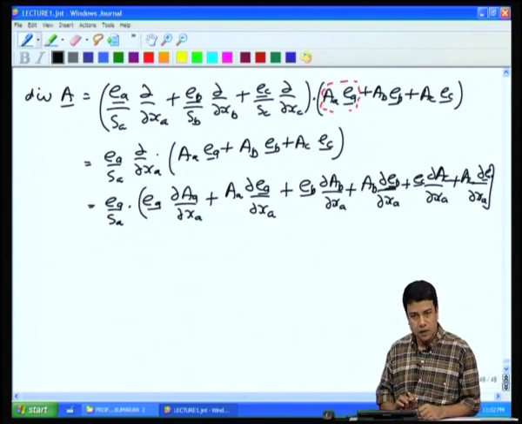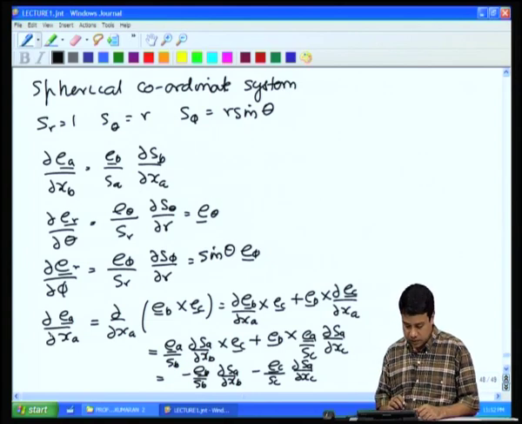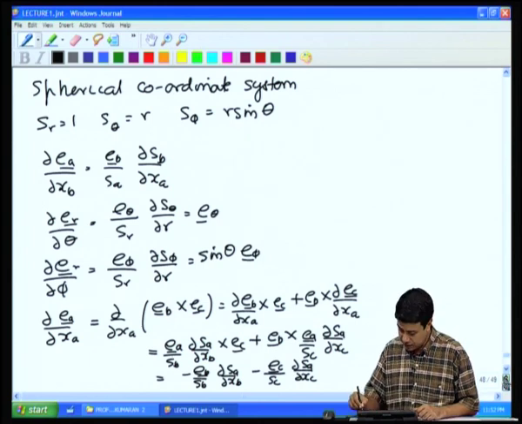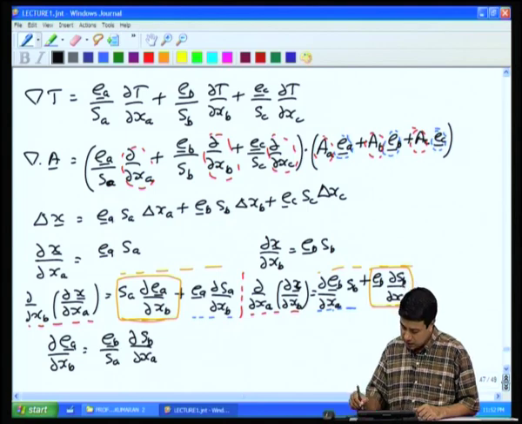Okay. Point to note here, okay, ∂e_A/∂x_A. Here I have the derivative of e_A with respect to x_A. This is equal to minus e_B/S_B ∂S_A/∂x_B minus e_C/S_C ∂S_A/∂x_C. That means, this derivative is perpendicular to the unit vector itself. It has no components along A, it has only components along B and C. Okay. Similarly, ∂e_A/∂x_B is in the direction of e_B. That means the derivative of a unit vector with respect to some direction is perpendicular to the unit vector itself, and that I can use to advantage here.